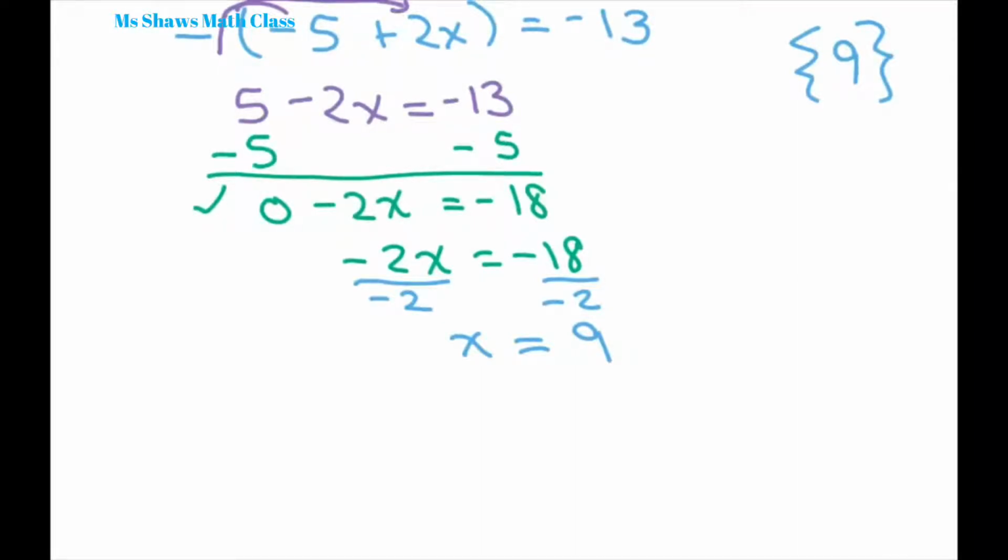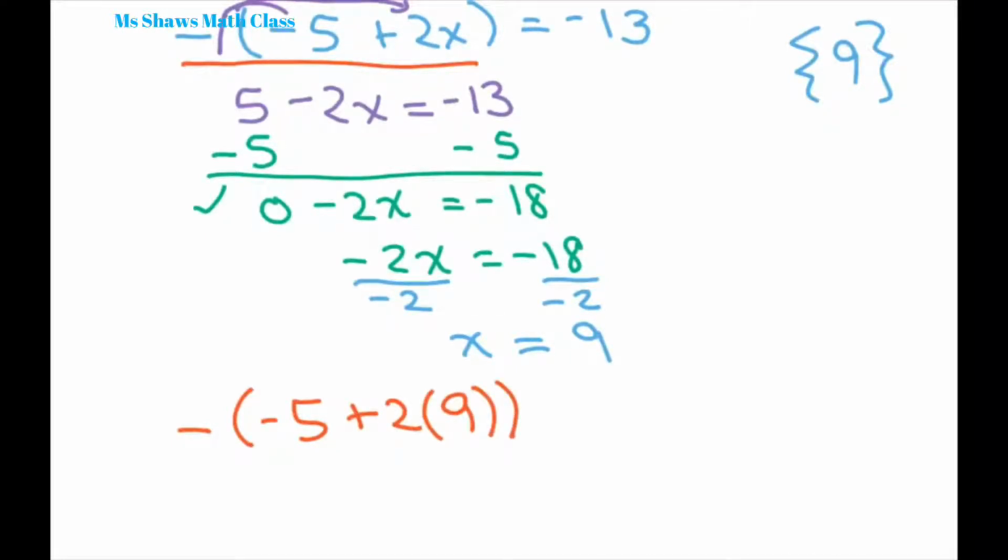Now to check, we're going to substitute that back into our original equation. So -5, let me erase that. All right, so -5 plus 2 times 9. Does that equal -13? So let's take care of this inner quantity here. -5 plus 18. Does that equal -13?